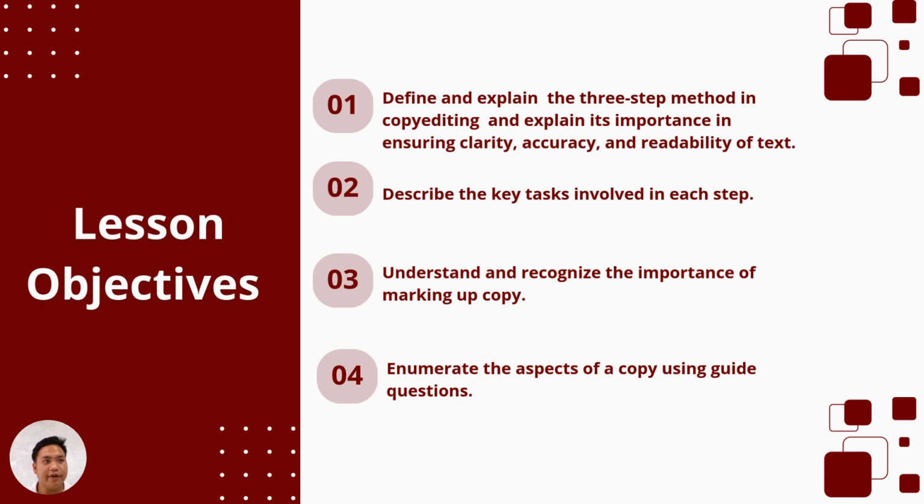So let's have a look at our lesson objectives. Number one is to define and explain the three-step method in copy editing and explain its importance in ensuring clarity, accuracy, and readability of text. The second one is to describe the key tasks involved in each step. The third one is to understand and recognize the importance of marking up copy. And the fourth one is to enumerate the aspects of a copy using guide questions.